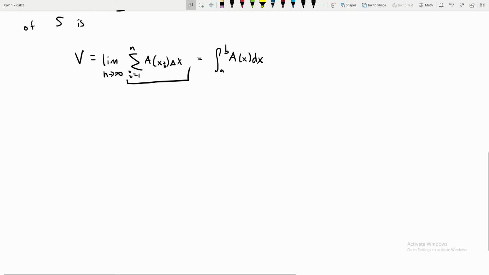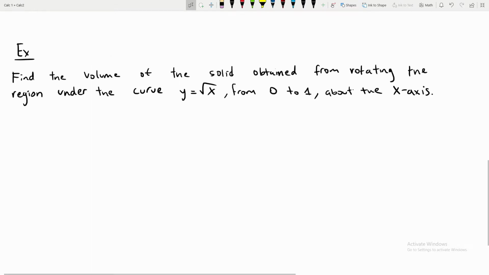So now I'll be going through a series of examples, and I suggest you revisit these if you haven't picked the concept up yet, but each example is going to be something different, so pay pretty close attention. So here is our first example. Find the volume of the solid obtained from rotating the region under the curve y equals the square root of x from 0 to 1 about the x-axis.